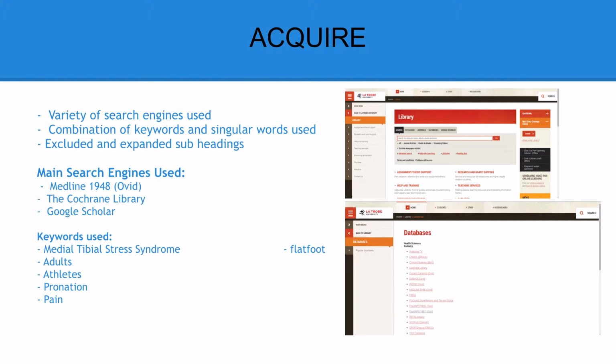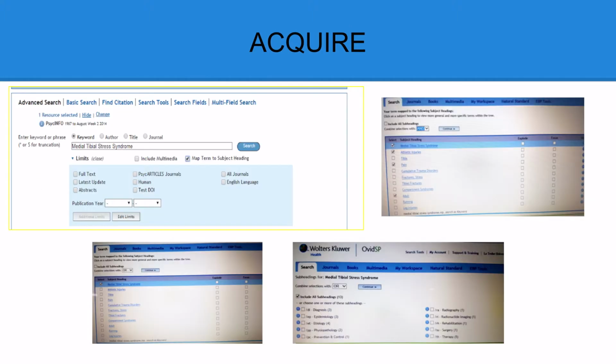Our next search method was using Google Scholar, searching MTSS. Without any other limits, this gave us 24,000 results. To filter this down, we decided to place MTSS in inverted commas and add the symbol and pronation, which brought our results down to 867. We decided that the top result was the most relevant.